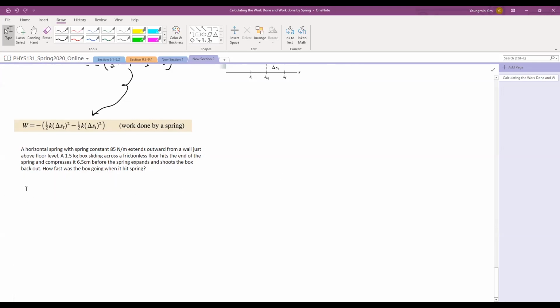So here, the situation is like this. We have a spring, and a box is sliding in that direction. And upon impact, it will have an impact with the initial velocity. And on this side, you have the kinetic energy of the box, and it's going to compress the spring. We're given this 6.5 centimeters, so 0.065 meter, and then the final velocity will come to a halt.